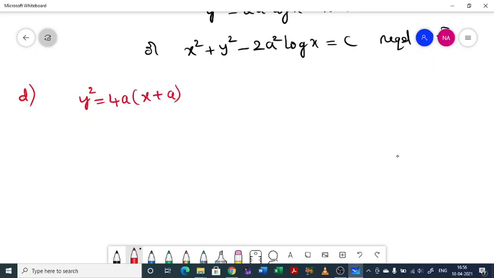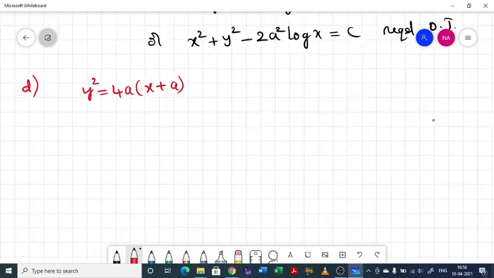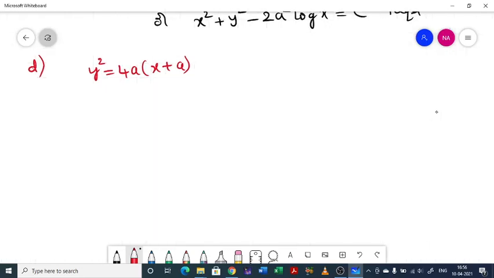Usually the problem asks to show that the given family of orthogonal trajectories is self orthogonal. Self orthogonal means if we change dy by dx to minus dx by dy, we should get the same equation. If you get the same equation on changing dy by dx to minus dx by dy, then we call that self orthogonal.